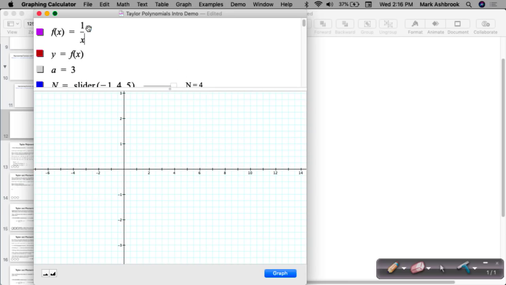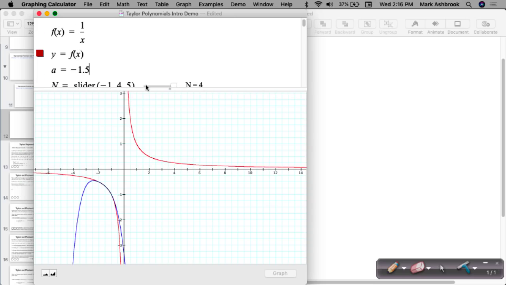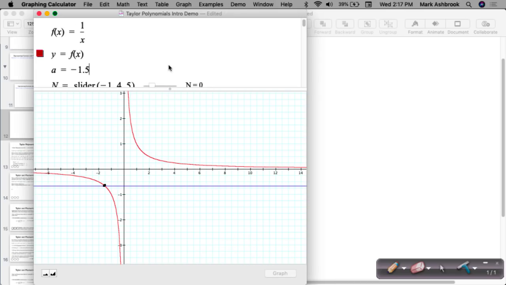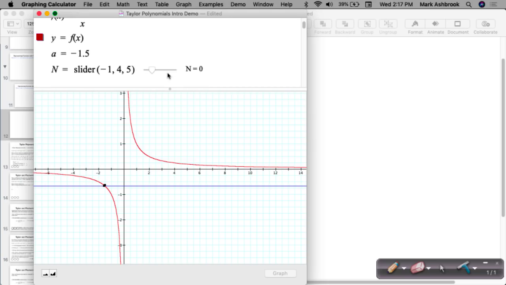So how about 1 over x at negative 1.5. Okay, so at negative 1.5, we're right here. It's this point right here. So there's negative 1.5, so it's this point in the graph. So what will the 0th degree polynomial look like? Horizontal line through that point, right? So the only thing it's going to get right is the function value at negative 1.5.